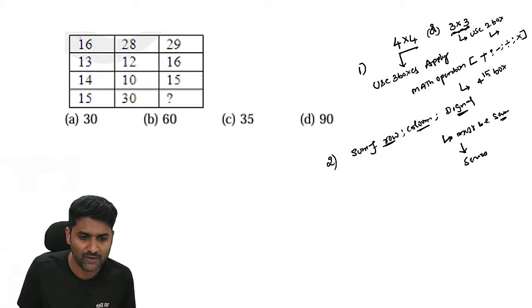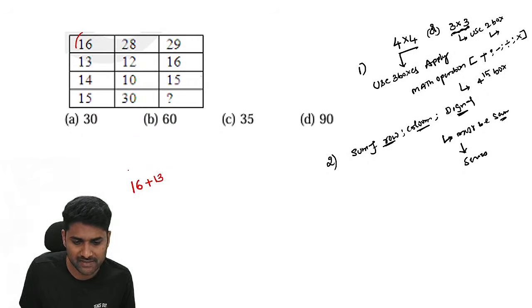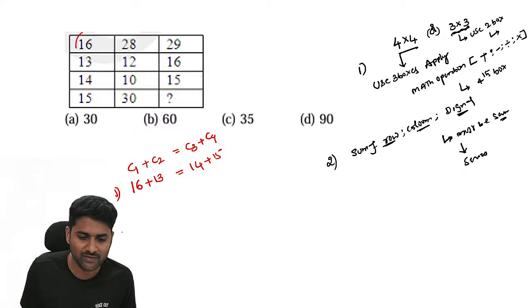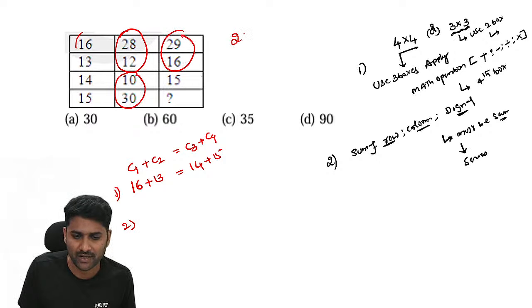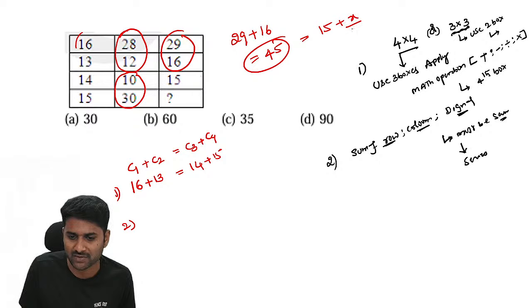Ramesh, Hindu, good. If you observe that the sum of 16 and 13, means C1 plus C2 resultant, is equal to C3 plus C4, 14 plus 15. But you should verify the second case, whether it satisfies the same rule or not. So 28 plus 12 is equal to 10 plus 30. You got the answer. Finally, see, 29 plus 16 is equal to 45, and the resultant is exactly equal to 15 plus x. So definitely x should be replaced with 30.